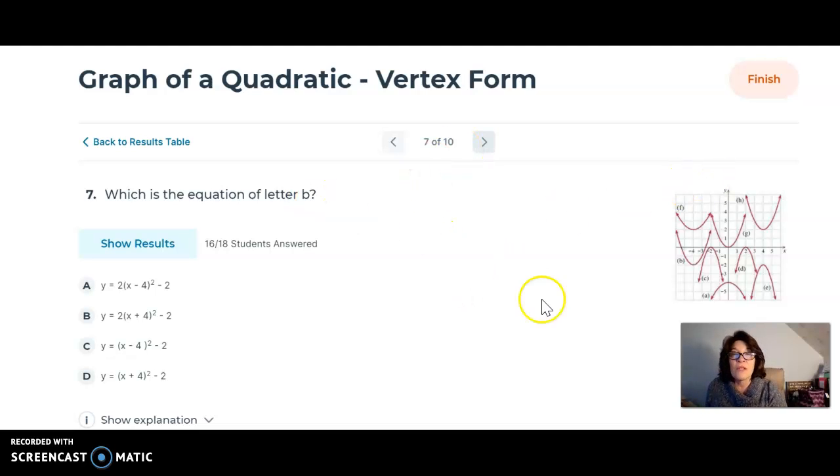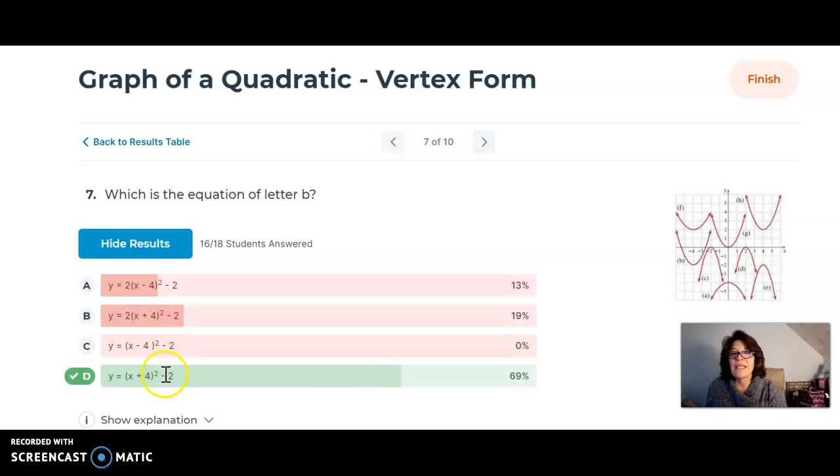Number 7 was letter B. Where's letter B? Here we go. So that's shifted to the left 4 and down 2. And what do you think? That's no wider than that, is it? So I don't have to worry about a number in front, but it's shifted to the left 4 and down 2. So that will be +4 -2. We didn't need a 2 in front. It wasn't skinnier. A 2 in front would make it skinnier.